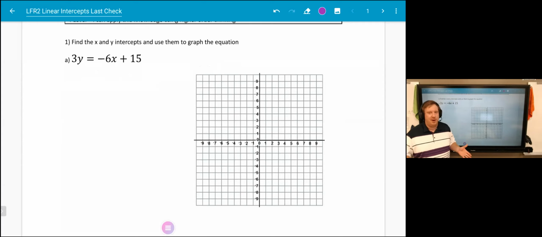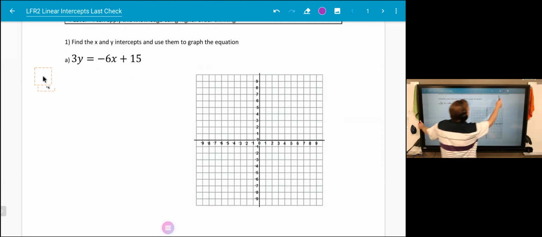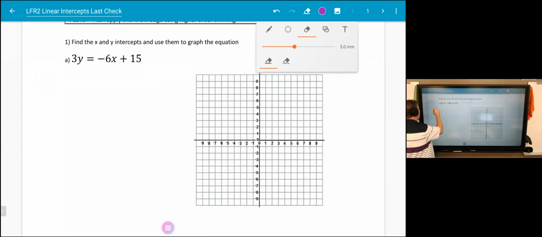I know that when I'm trying to find my x-intercept, I set y equal to 0 and solve for x. If I'm trying to find my y-intercept, I set x equal to 0 and solve for y. Let's do one at a time here. Let's do the x-intercept. Let's go ahead and get this to the writing mode. There we go. So x-intercept.